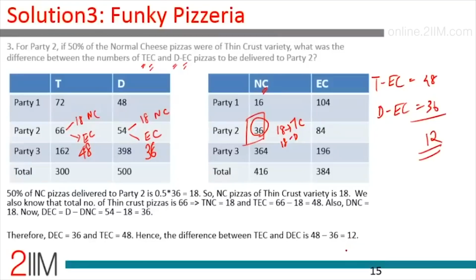And so, wonderful question. Nothing puzzle solving about it. It's pure mathematics, nothing else. Find the path we are following here. 50% of 36 is thin crust. Remaining is deep dish. So 18 thin crust and 18 deep dish. So we go back to thin crust, and then within that, we classify as normal cheese and extra cheese. We go to deep dish and then break it as normal cheese and extra cheese. So we find normal cheese, thin crust, extra cheese, thin crust, and extra cheese, deep dish, and then find this difference. Lot of computation, but nothing dramatic.